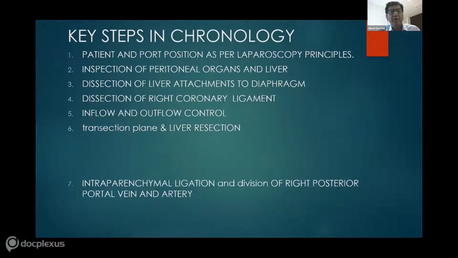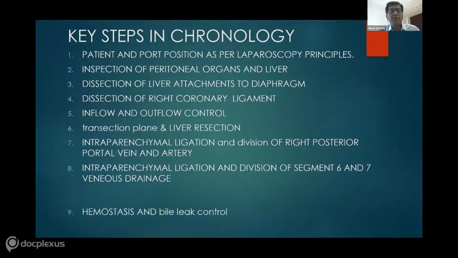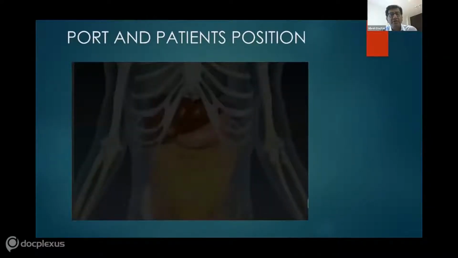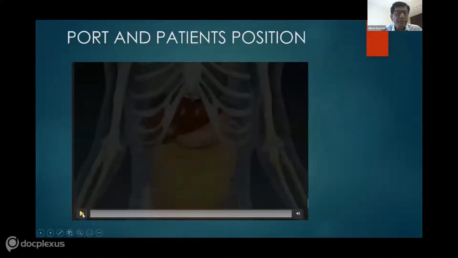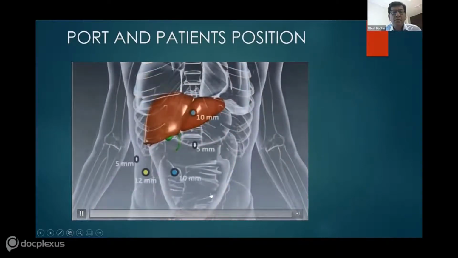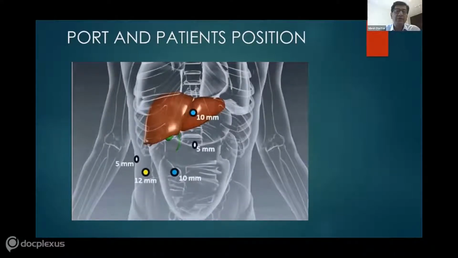So similar inspection of the peritoneal cavity and position of the patient. So you can see here port position. So that's the position of the ports. It can be a difficult operation because you're dealing with the position of the tumor in a very posterior location. And in fact, there are several reports of a transthoracic approach to excise these two segments.